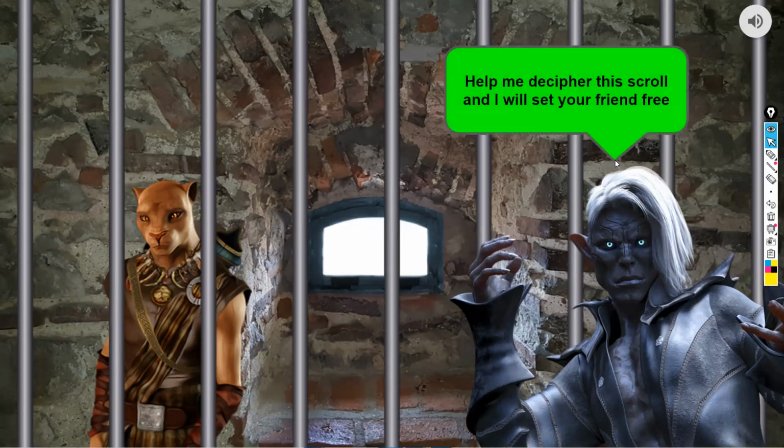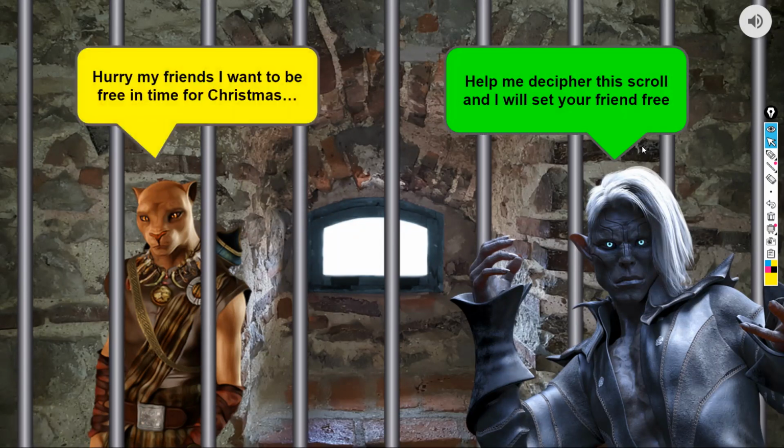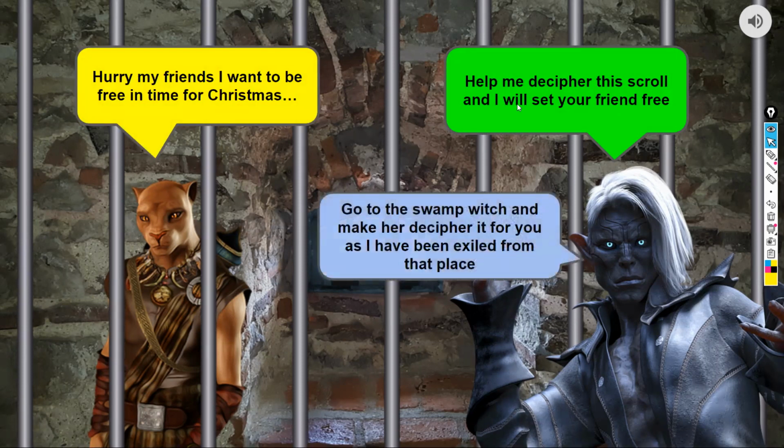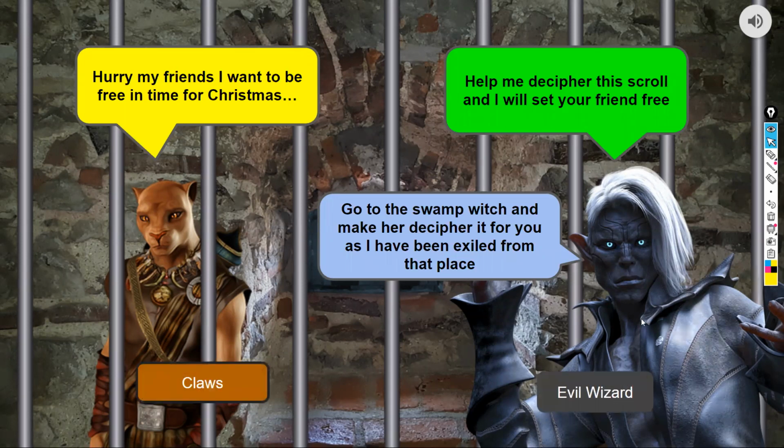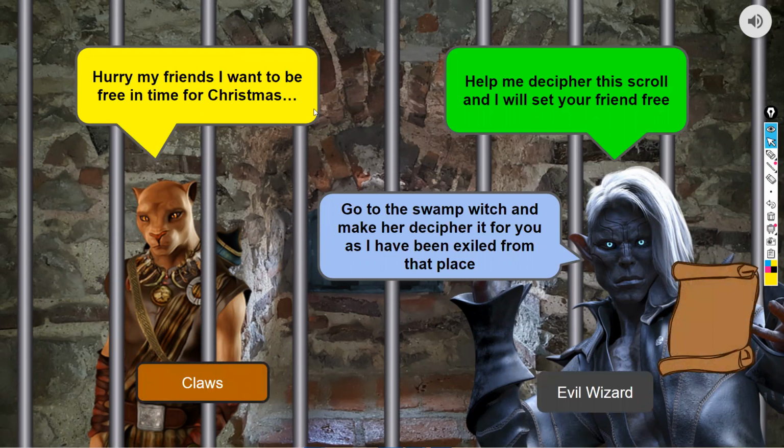Right, so apparently we have to decipher. That's your friend being held captive there, right? So he wants to be free in time for what? Christmas. All right, so we have some scrolls to decipher. So we have to go to the swamp. There's a witch there apparently that will help us decipher this scroll for this evil wizard here. He's the evil wizard, right? Well, makes sense. And your friend's name is Claus, apparently.